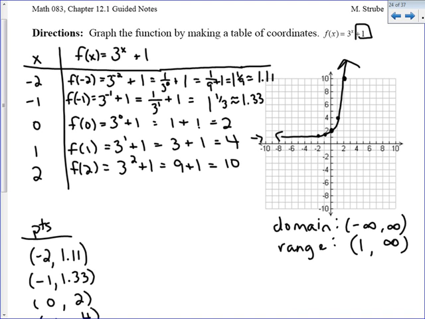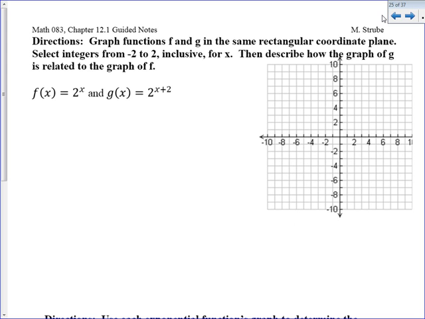Questions? All right, here's the full directions from your homework. Graph functions f and g in the same rectangular coordinate plane, so that means just on the same grid. Select integers negative 2 to 2 inclusive for x, so that's just negative 2, negative 1, 0, 1, 2. Then describe how the graph of g is related to f. The describe part I'm not as concerned with as that you can draw the graphs. So if you can get your graphs, then we're all set.